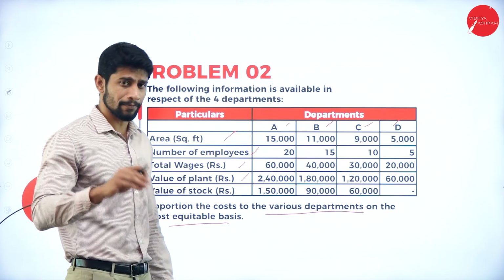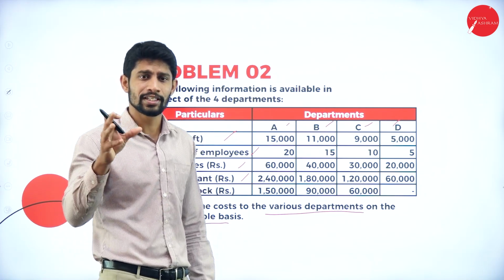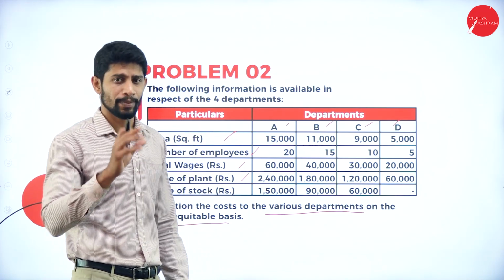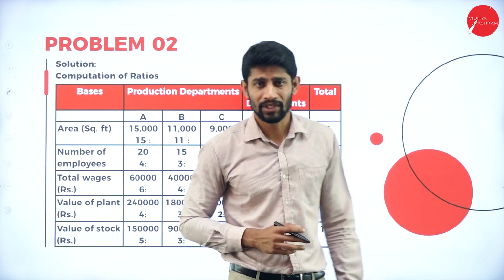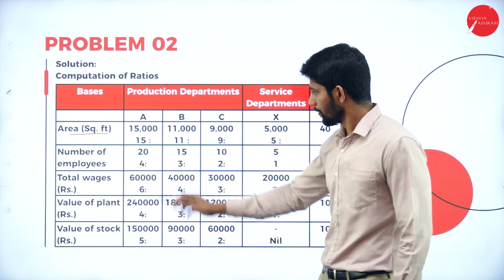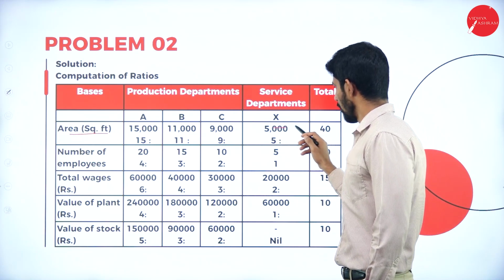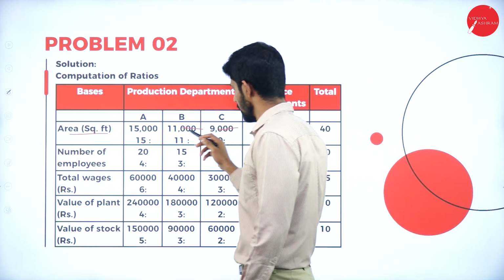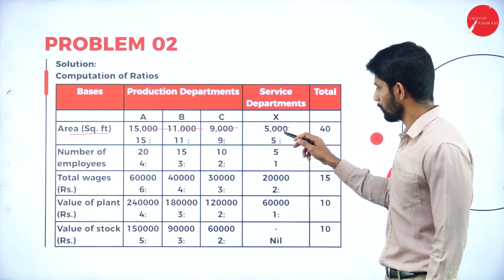So it is very simple. First you are supposed to find out the ratio. According to the ratio you are supposed to distribute the amount, that is the expenditure. So now let us find out the ratio of each department. Now area: 15,000, 11,000, 9,000 and 5,000. All 3 zeros are common here. Deduct the 3 zeros. You will get the ratio 15 is to 11 is to 9 is to 5.